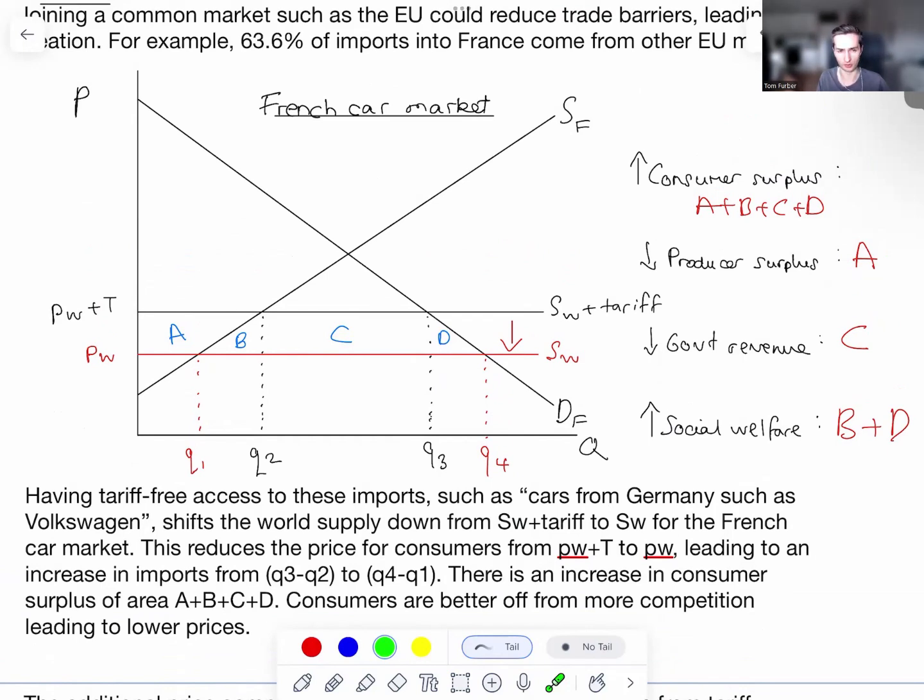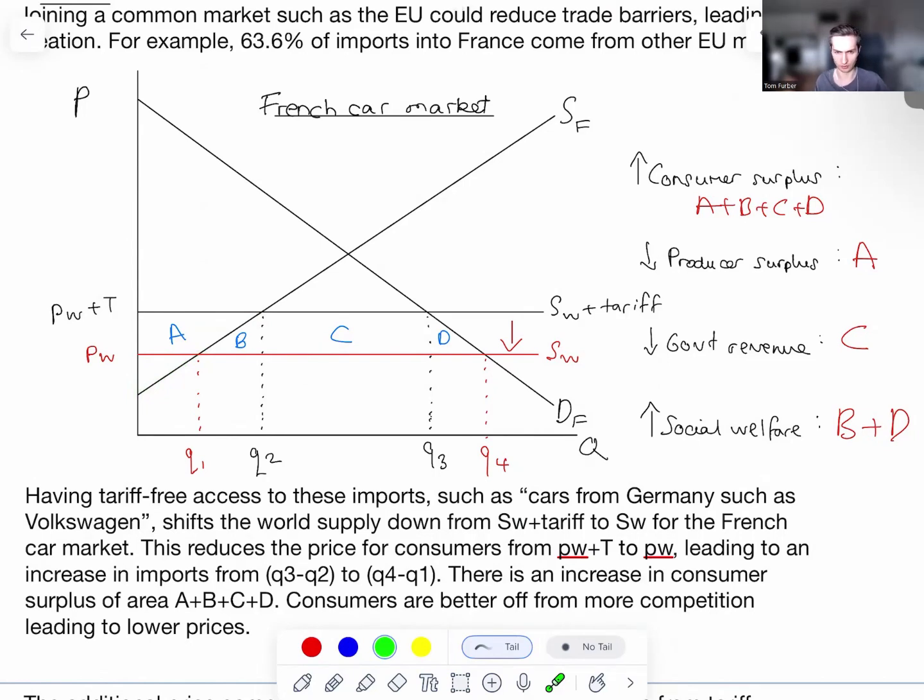That's because producers in France, to begin with, are producing at Q2 at PW plus T, which means their producer surplus, the difference between what they're willing to sell for, the supply curve, and what they actually sell for, the world price plus the tariff, is this area here. But when the tariff is reduced, the production in France falls to Q1, and they're receiving price PW but willing to supply according to the supply curve. Therefore, the producer surplus has fallen into that smaller triangle. So the fall is area A.